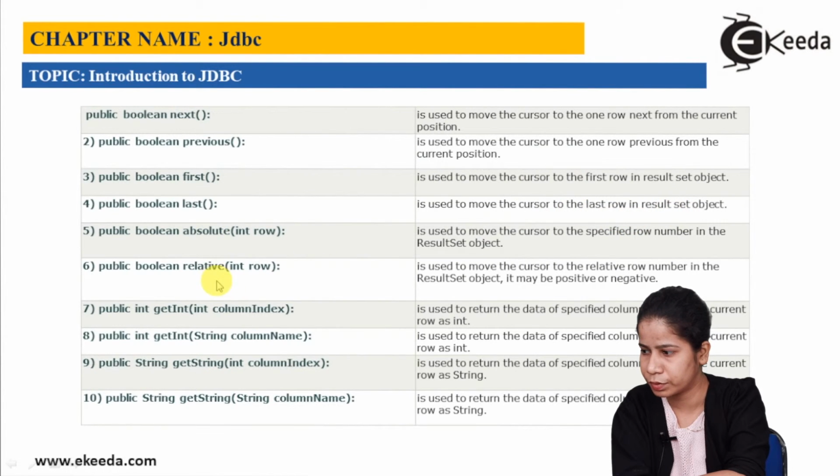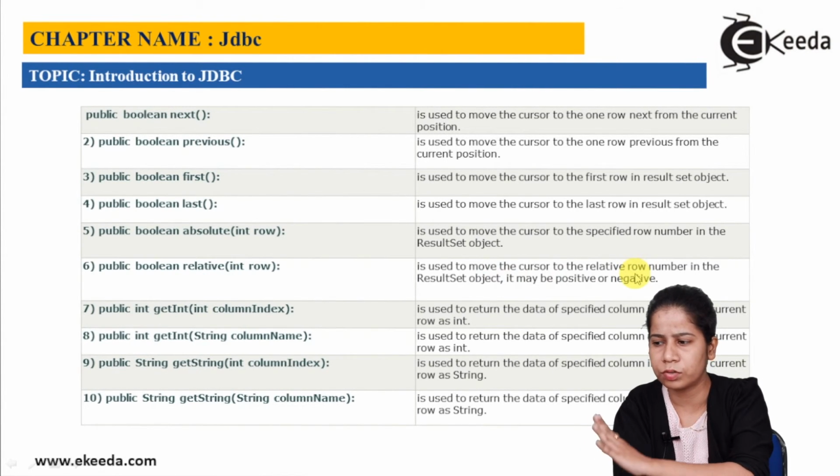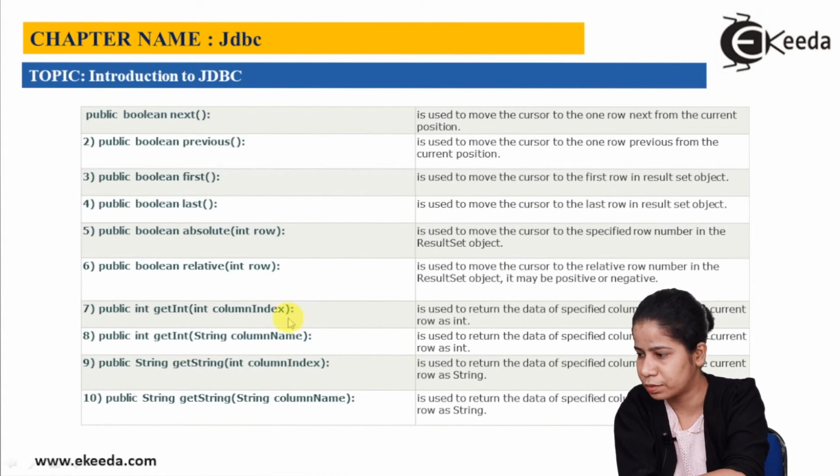Absolute and relative are used to move the cursor to a particular row, which you have to provide in the argument. Relative is used to move the cursor to a relative row in the result set. It may be a positive or a negative row, which you can specify. Here you may not know which row exactly, so in that case you just give some relative row, and the cursor moves accordingly. So that is relative.